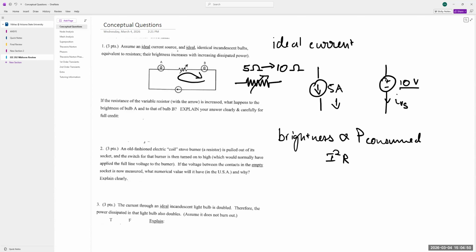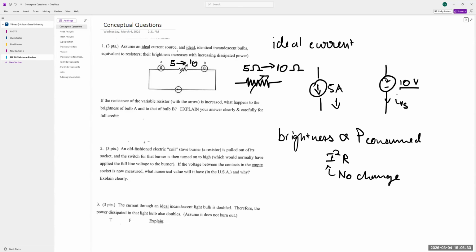I squared R, right? And remember that even if we change the resistance over here, let's say it was a 5 ohm resistance, we make it a 10 ohm resistance now, the current flowing through the circuit is determined by this current source over here. It's going to stay the same. The brightness of the bulb is proportional to the power consumed. The power is the current squared times R. Therefore, since the current's not changing, so no change, the brightness of both the bulbs in the circuit are going to be the same because the current flowing through them is not changing.